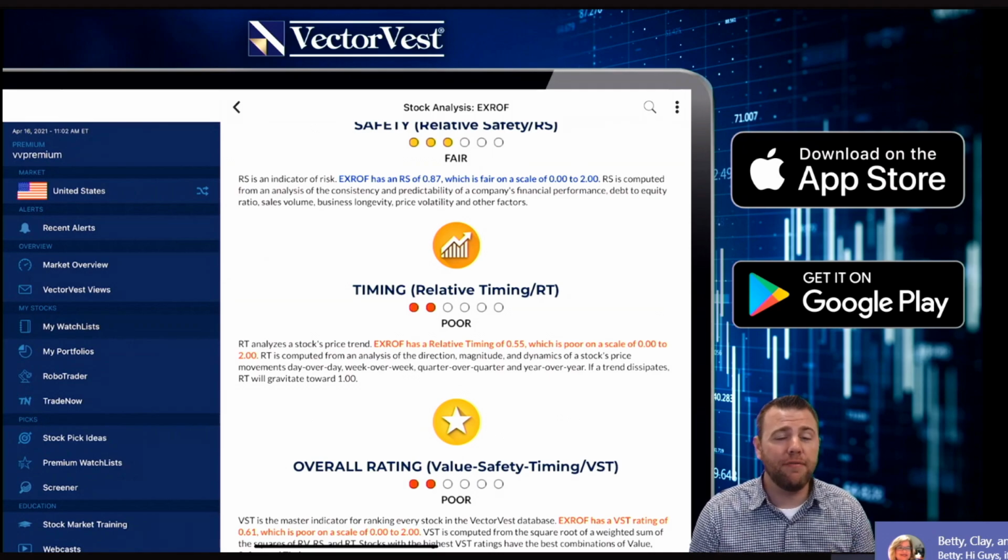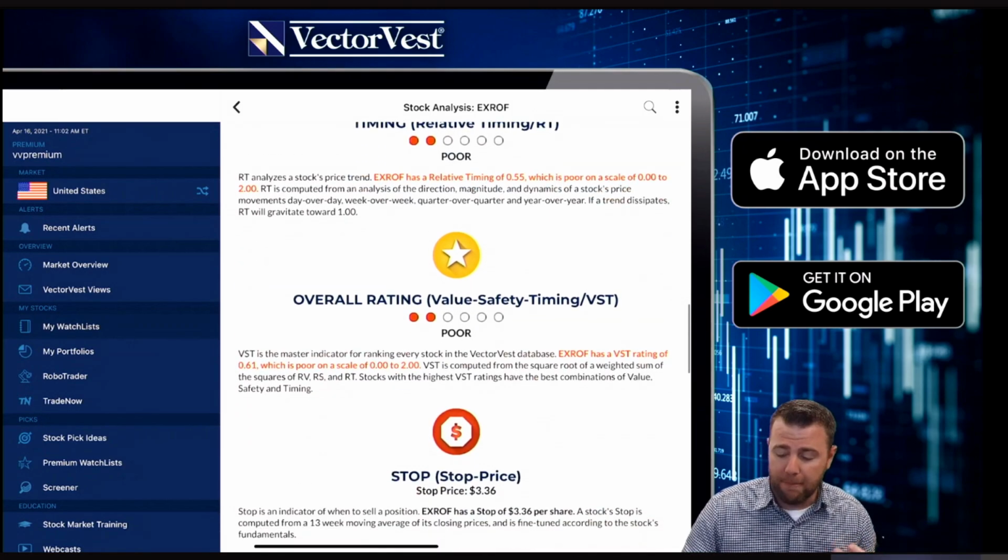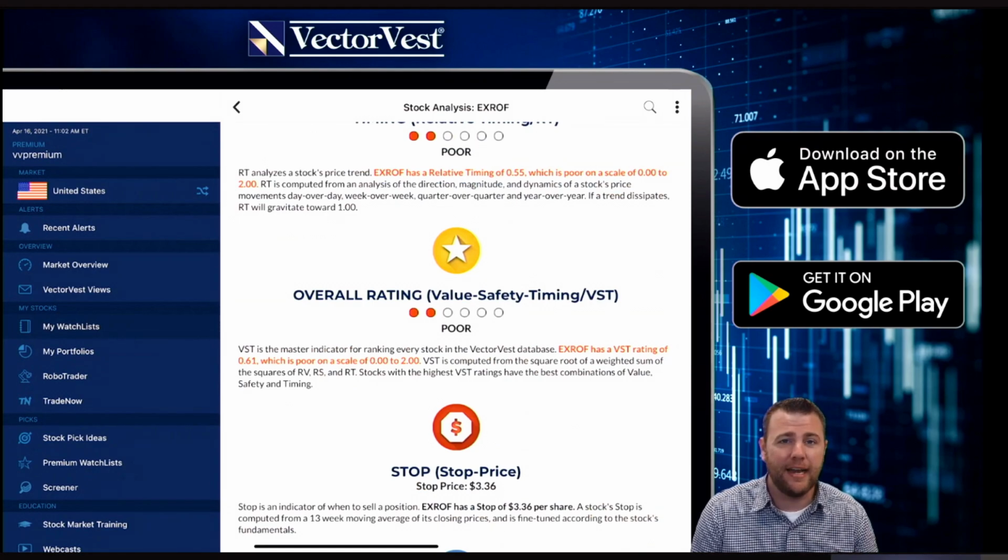And then all three of these indicators are combined to come up with our master indicator VST, standing for value, safety, and timing. It's something unique with VectorVest that you won't find anywhere else, in the sense that it gives you a great overview on any stock out there from both a fundamental and a technical basis. A lot of services or other places out there will say, let's focus on the fundamentals, or let's focus on the technicals. Nowhere else out there combines the power of both to give you a better overall picture of any stock at any time.